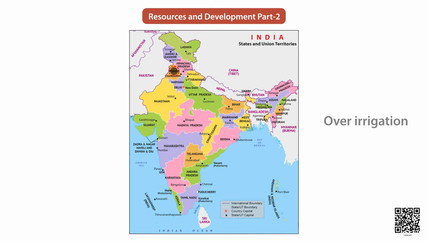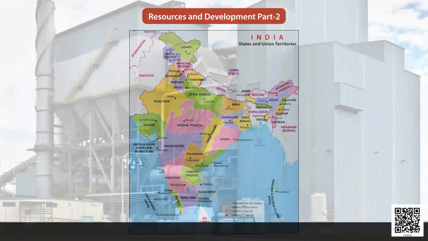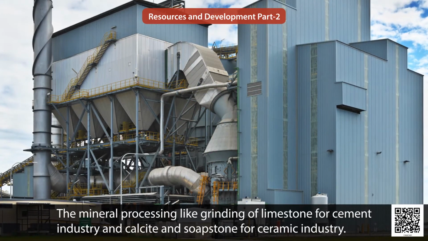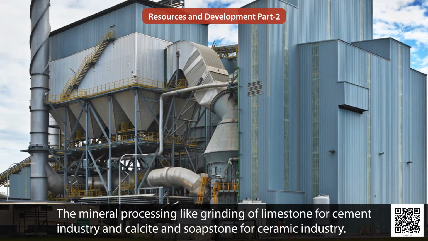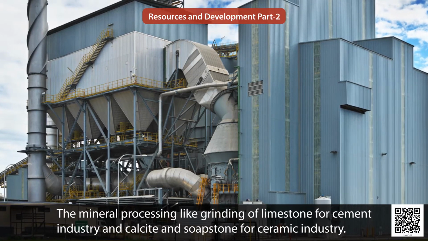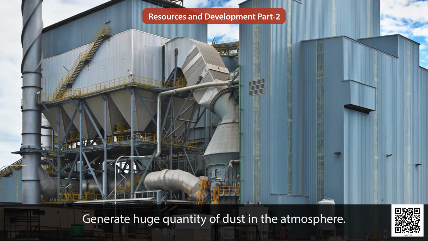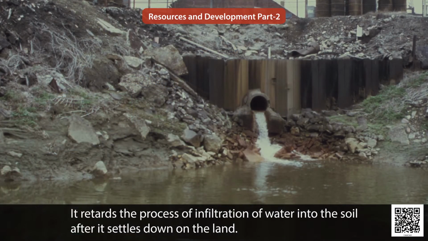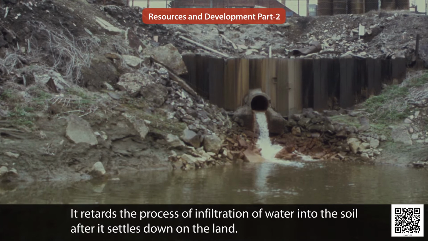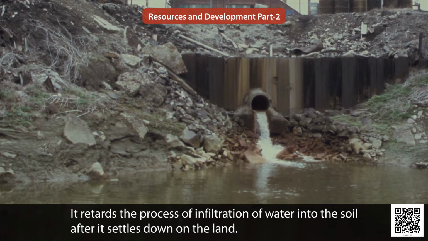In the states of Punjab, Haryana, Western UP, over-irrigation is responsible for land degradation due to waterlogging, leading to increase in alkalinity and salinity of the soil. The mineral processing like grinding of limestone for cement industry and calcite and soapstone for ceramic industry generate huge quantity of dust in the atmosphere. It retards the process of infiltration of water into the soil after it settles down on the land.